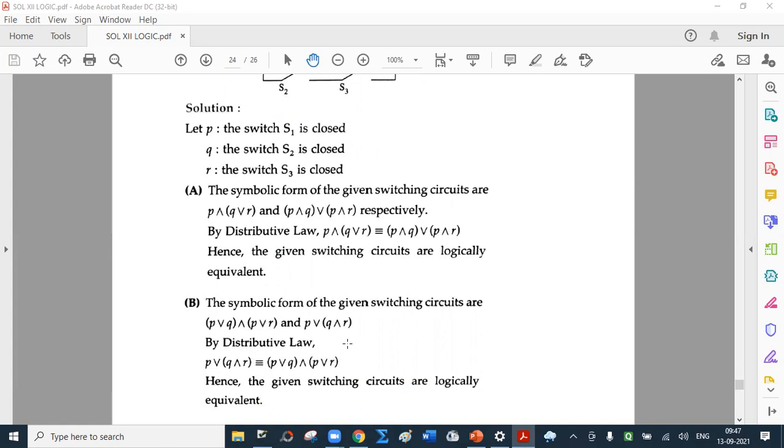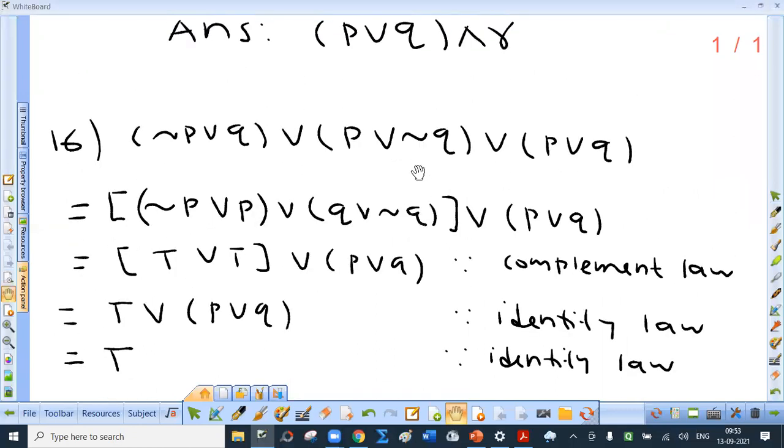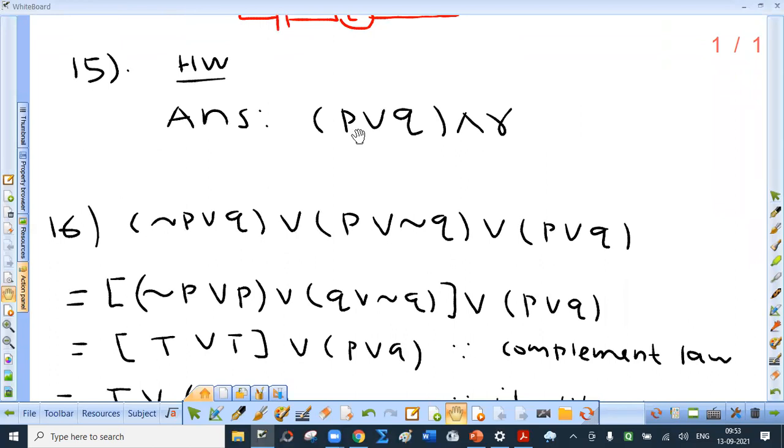See, it is not necessary that they should be logically equivalent, but here they are. Another possible method is to construct the switching table, right? But here, using laws of logic, we can easily verify that these are logically equivalent. Try the 15th at home. This is the simplified symbolic form, (P or Q) and R. So two switches, S1, S2 are in parallel, and the switch R is in series combination with this parallel combination.